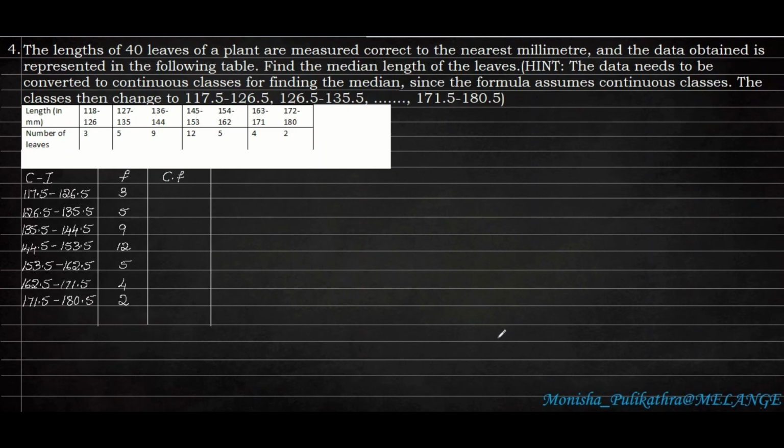Moving on to the fourth problem. The length of 40 leaves of a plant are measured correct to the nearest millimeter and the data obtained is represented in the following table. Find the median length of the leaves. Here a hint is given.